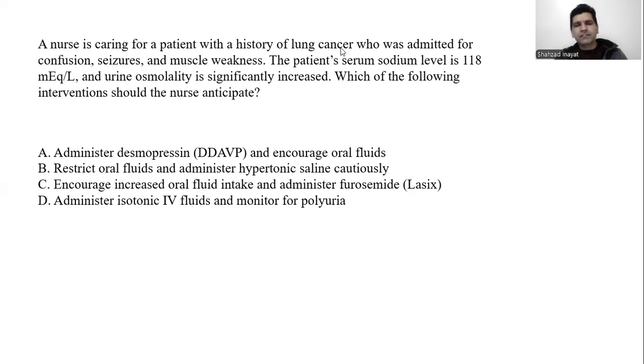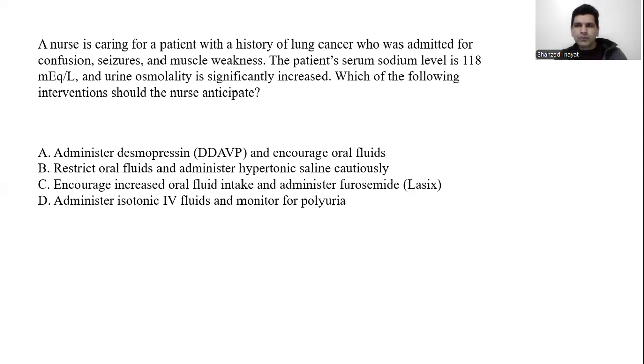So what the question is: a nurse is caring for a patient with a history of lung cancer who was admitted for confusion, seizures, and muscle weakness. The patient's serum sodium level is 118 milliequivalent per liter, and urine osmolality is significantly increased. Which of the following interventions should the nurse anticipate?